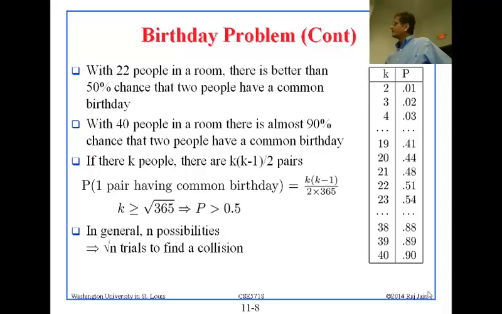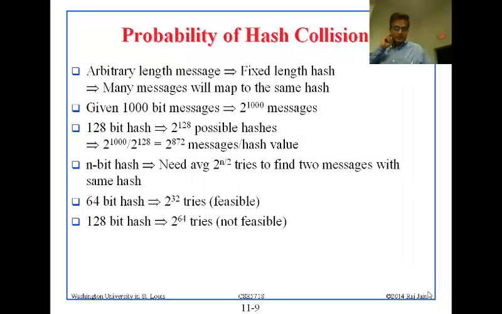Actually, you can see the square root of 365 would be somewhere there. So in general, if there are n possibilities in a hash table, the square root of n trials will find a collision. So you keep trying different numbers, and the square root of n trials, where n is the size of the table, will get you the collision. So we want collision resistance, and basically we really want n to be large.